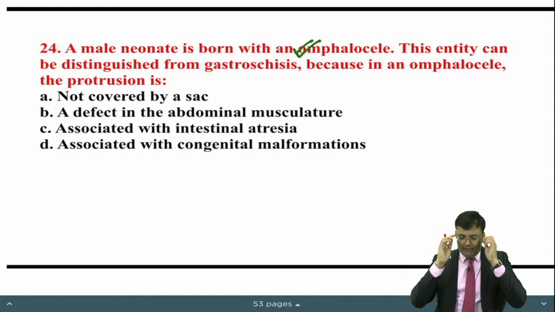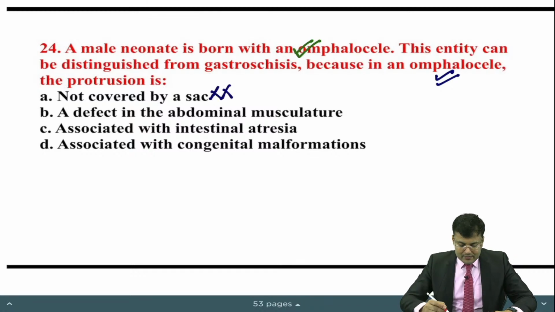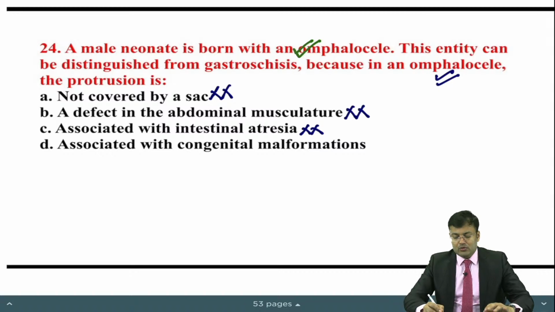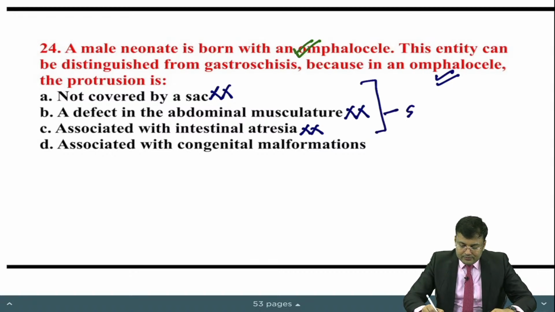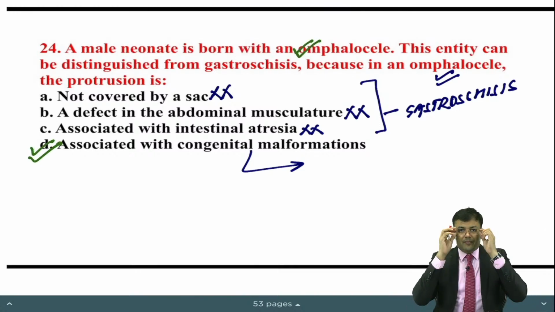Let us discuss it one by one. Since it is omphalocele, it is not covered by a sac? No, it is covered by two layers. A defect in abdominal musculature? No, it is not a defect in abdominal musculature. Bowel fails to return to the abdominal cavity, associated with intestinal atresia? No, these are the features of gastroschisis. Omphalocele is associated with congenital malformations.